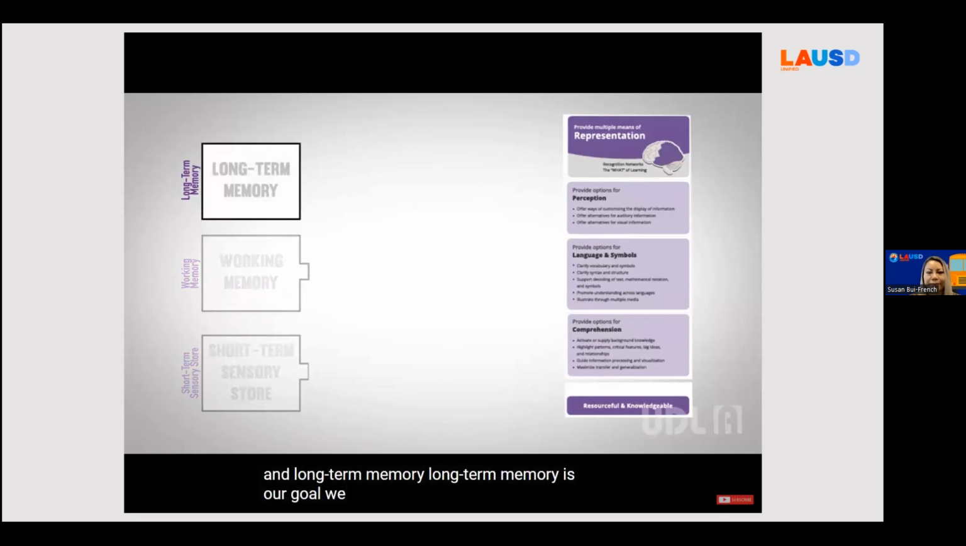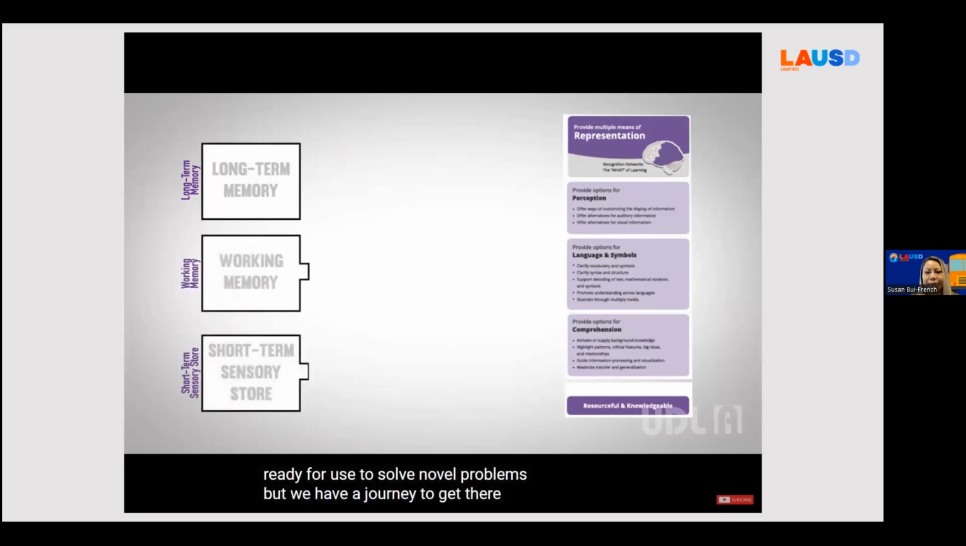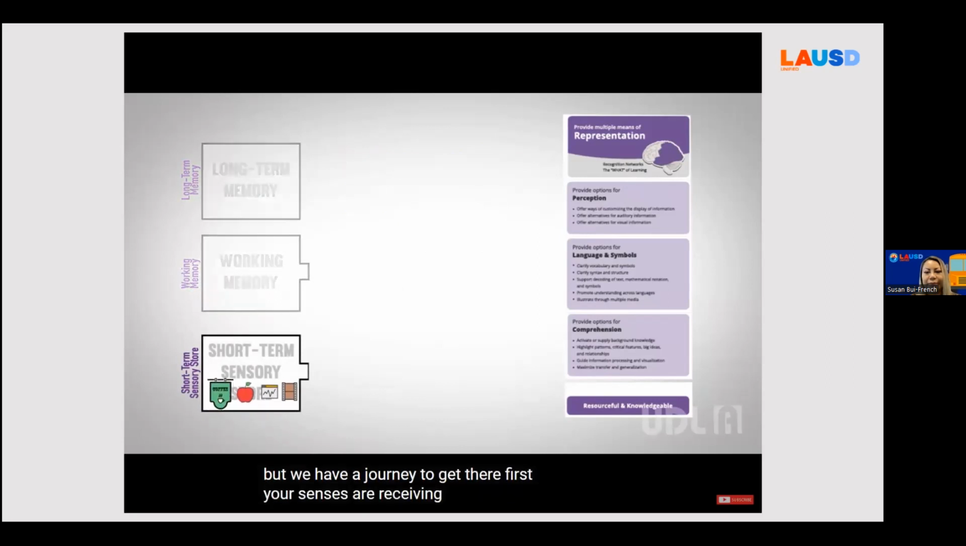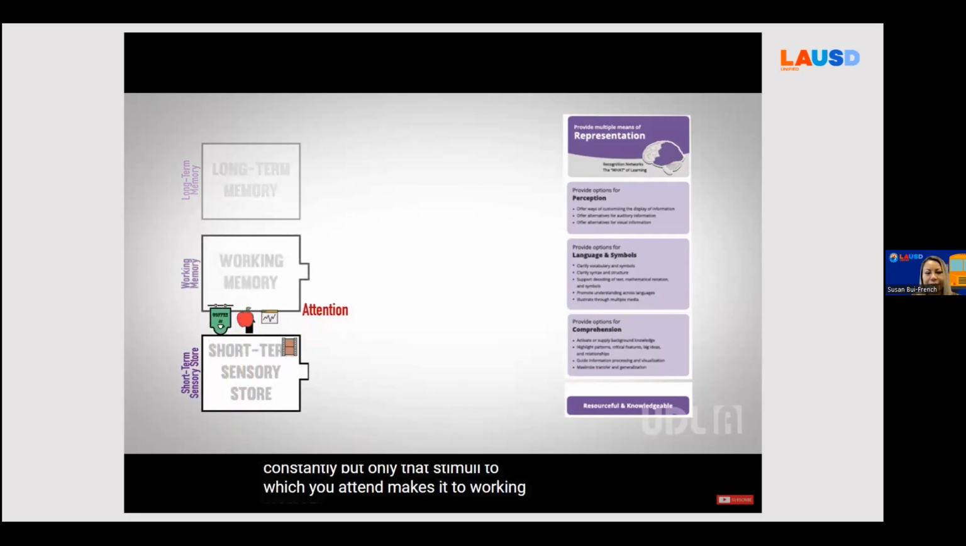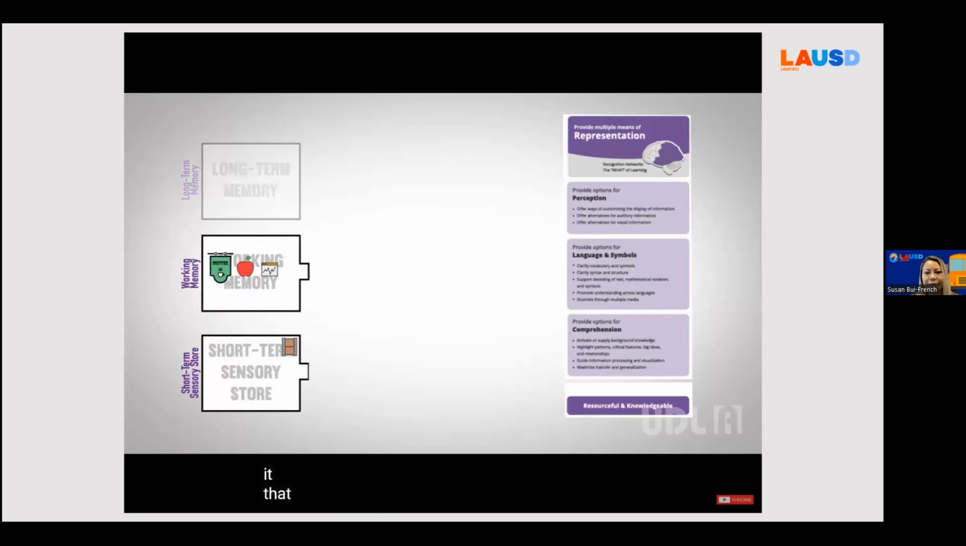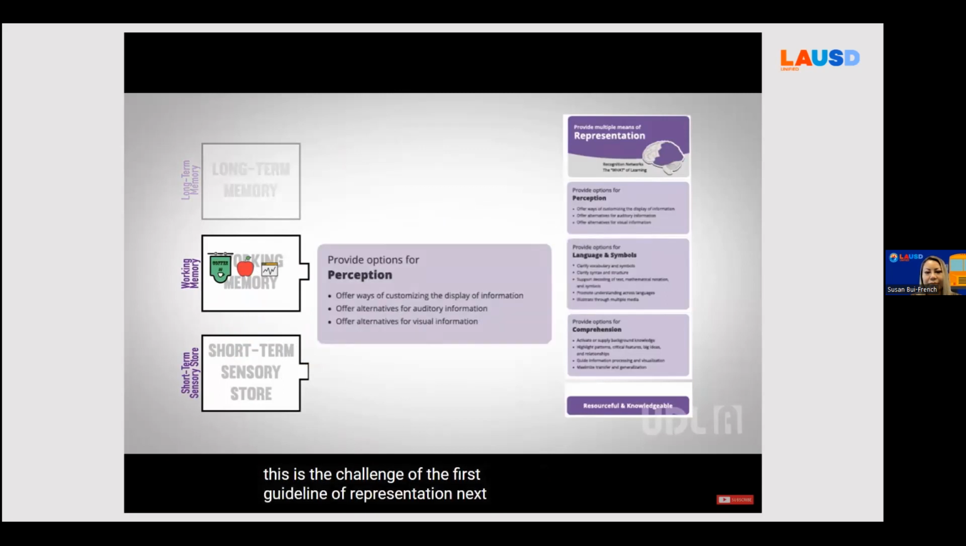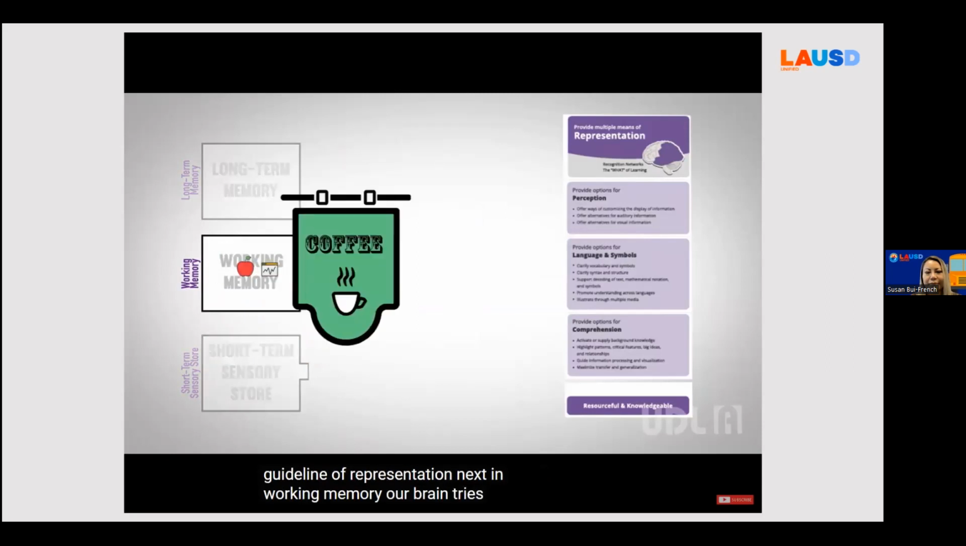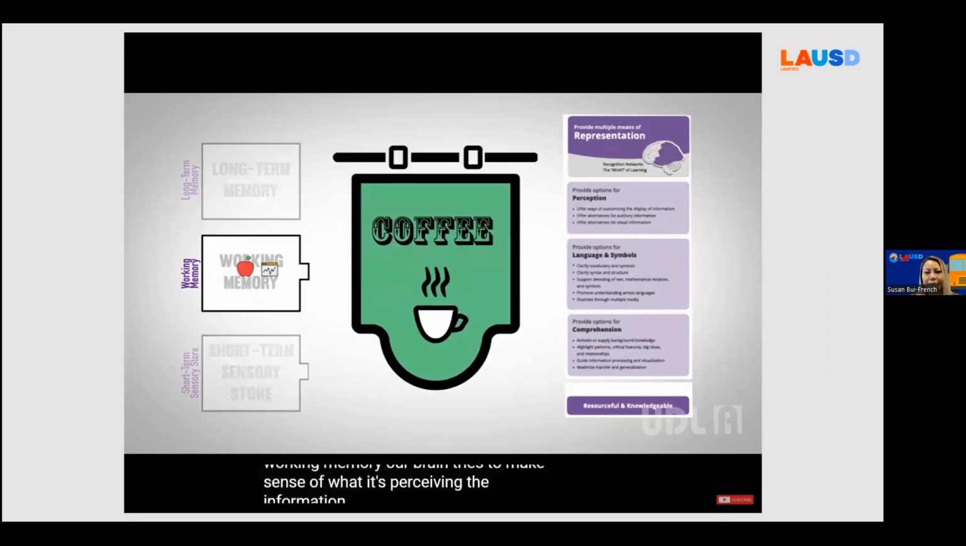Long-term memory is our goal. We want the content and skills ready for use to solve novel problems, but we have a journey to get there. First, your senses are receiving information constantly, but only that stimuli to which you attend makes it to working memory. If you're not paying attention to it, that information is lost. So, learners need the information brought into focus to their senses so they can perceive it. This is the challenge of the first guideline of representation. Next, in working memory, our brain tries to make sense of what it's perceiving. The information has to be decipherable in order for us to have any chance of making meaning of it and storing it in long-term memory.